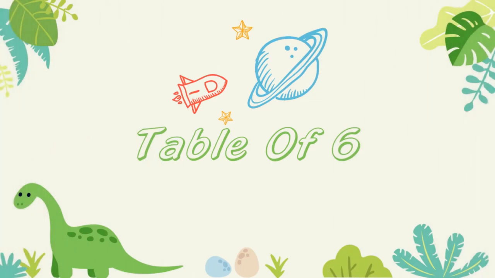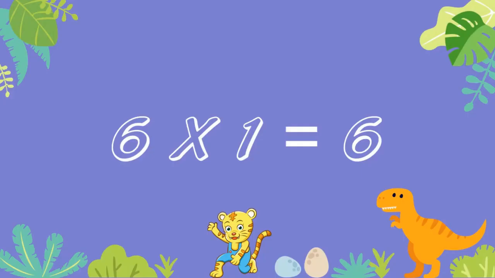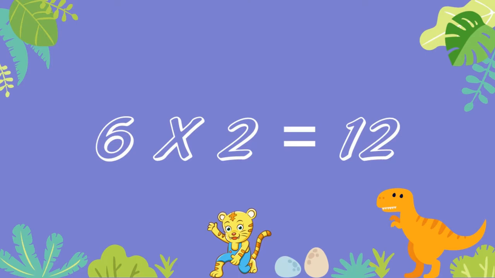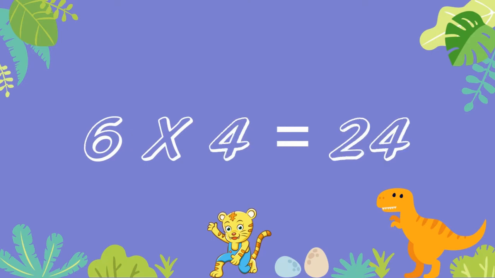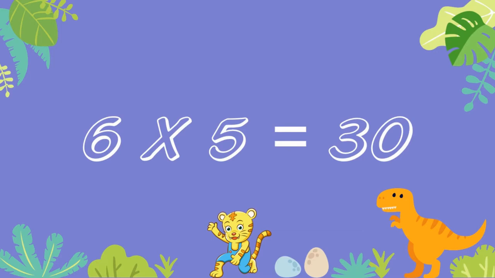Table of 6. 6 ones are 6. 6 twos are 12. 6 threes are 18. 6 fours are 24. 6 fives are 30.